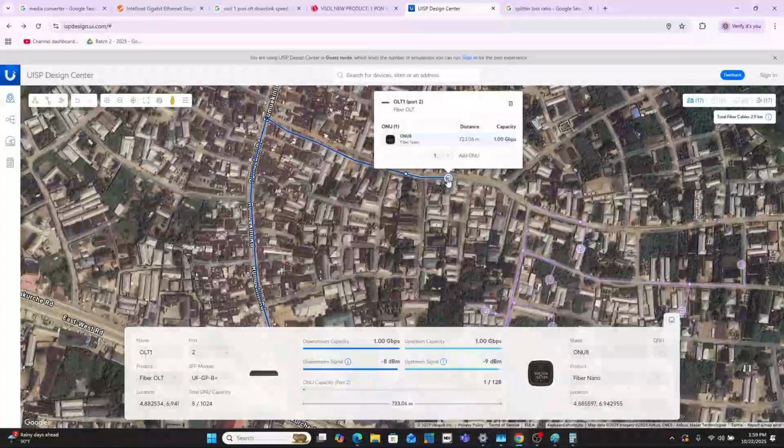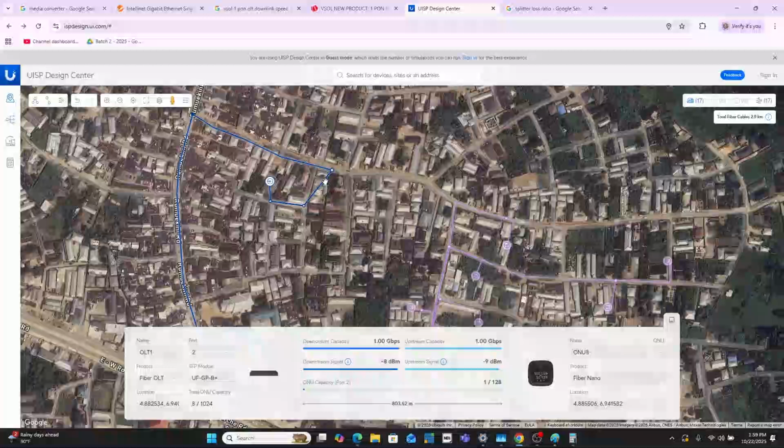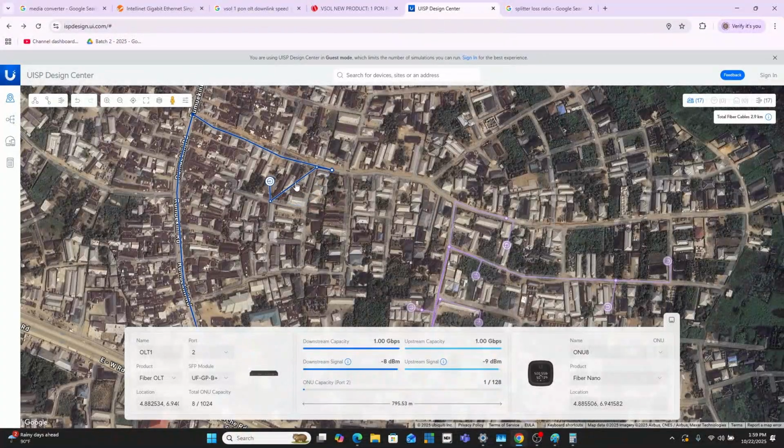Then to go to my area 1, which is here, this is my area 1 here. It will be my first PON going to my area 1. Add waypoint. Just put it here, lock.